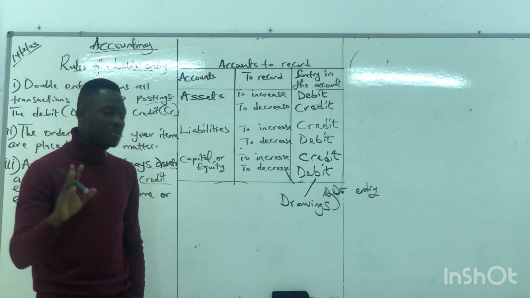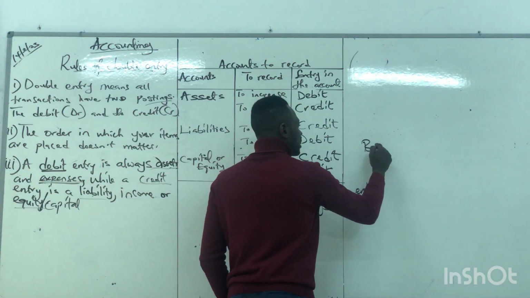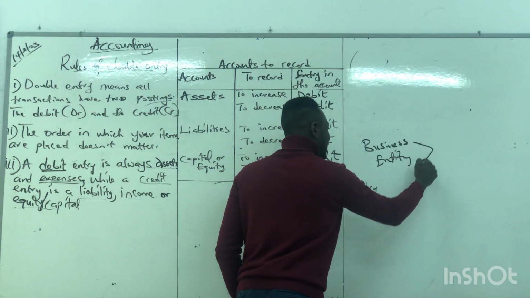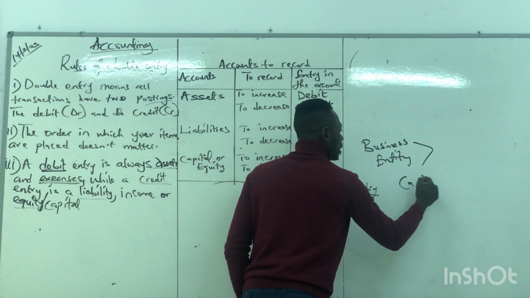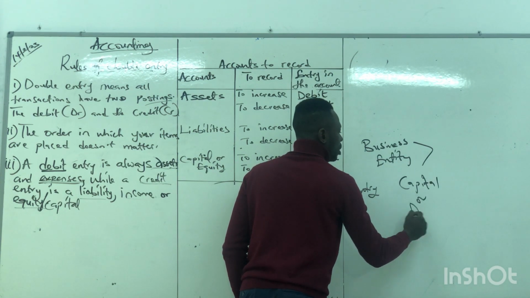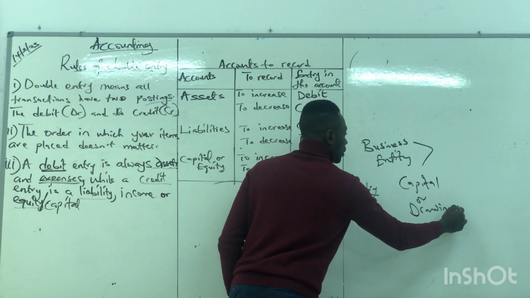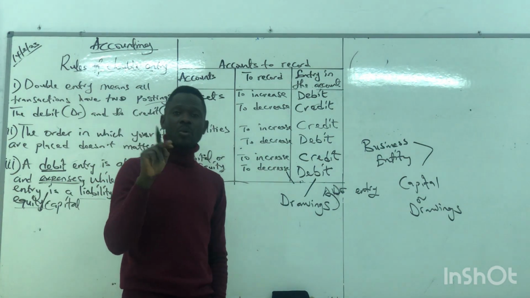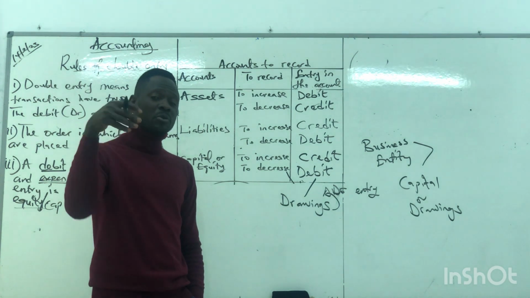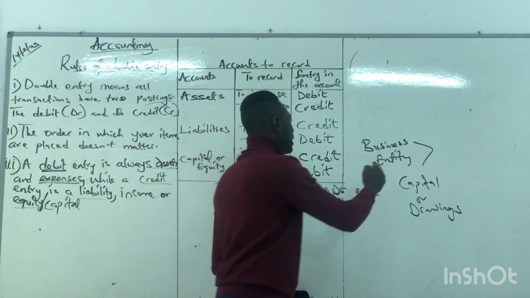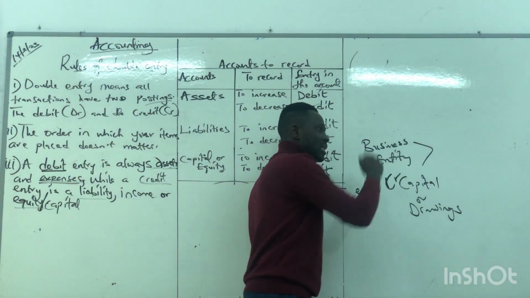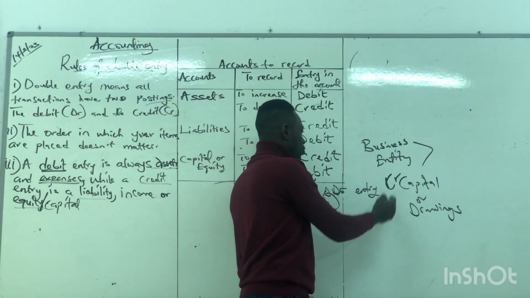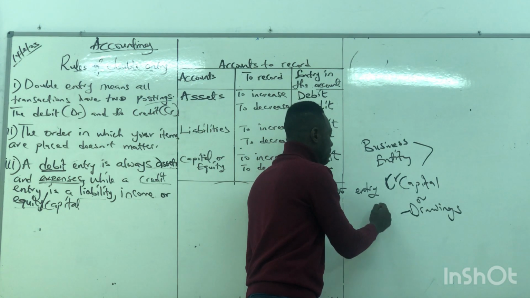Remember, there's an accounting concept called business entity. Due to business entity, that is why we have capital or drawings. So the business should be treated separately from the owner of the business. As a result, whenever the owner of the business puts money into the business, it will be recorded as capital, which is a credit. And whenever the owner of the business takes money from the business, it should be recorded as drawings, which is a debit entry.